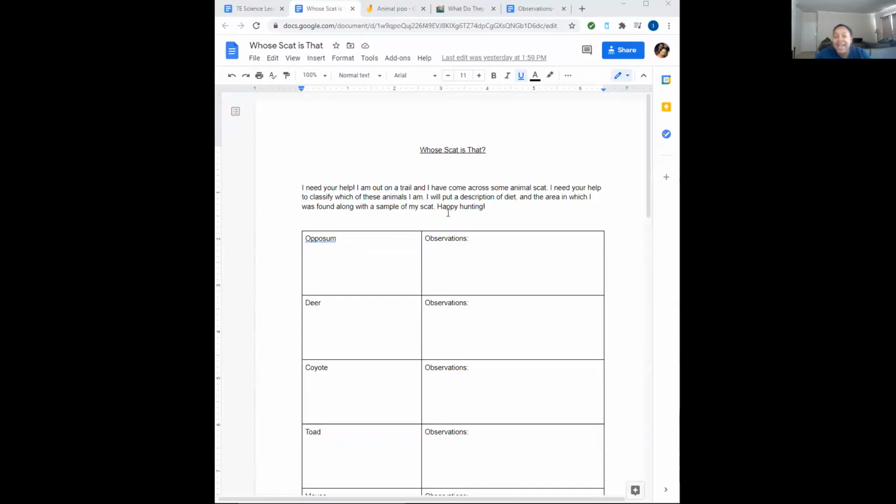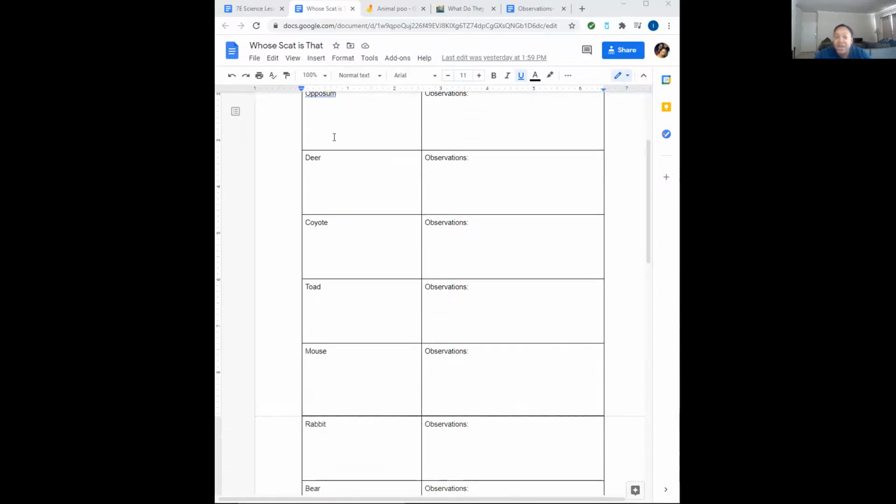So the worksheet looks like this. I'm going to share my screen. So, whose scat is that? I need your help. I am out on the trail and I have come across some animal scat. I need your help to classify which of these animals I am. I will put a description of diet and the area in which I was found along with the sample of my scat. Happy hunting. So I have a possum.